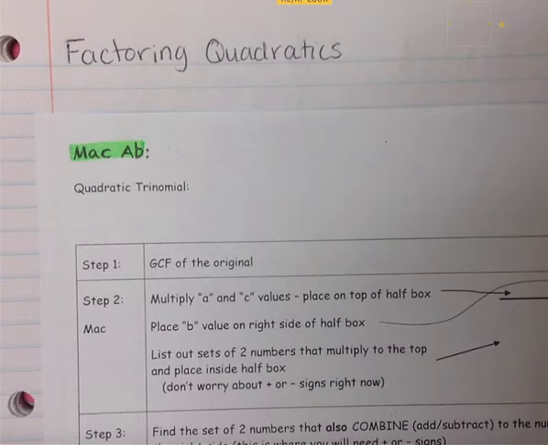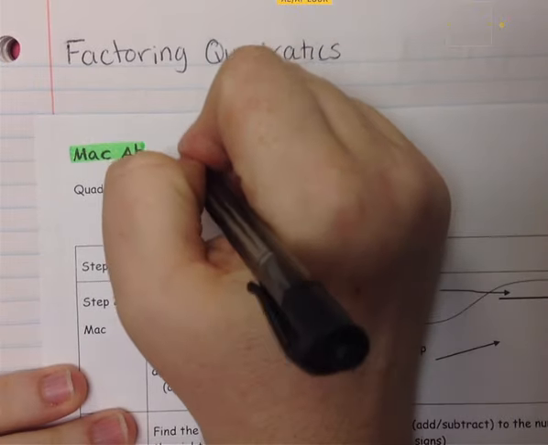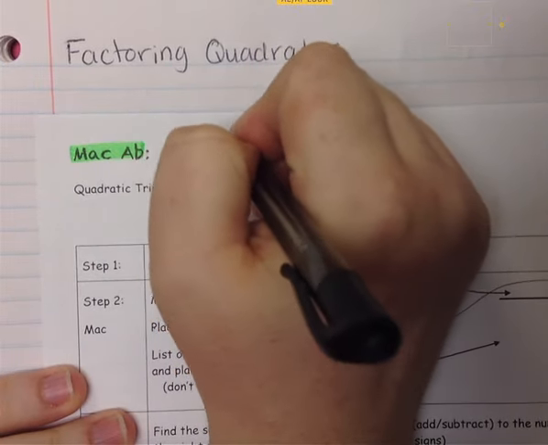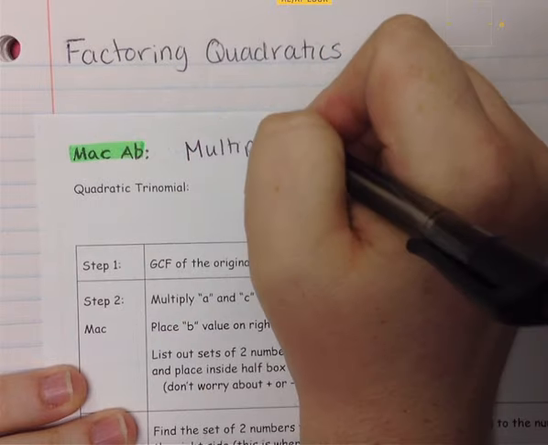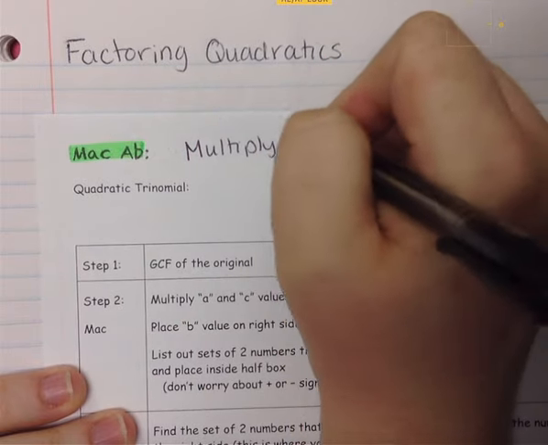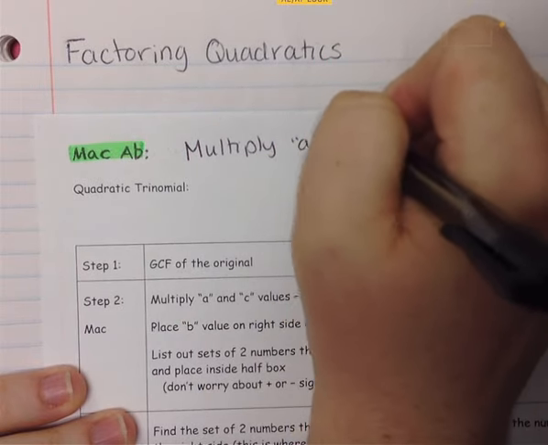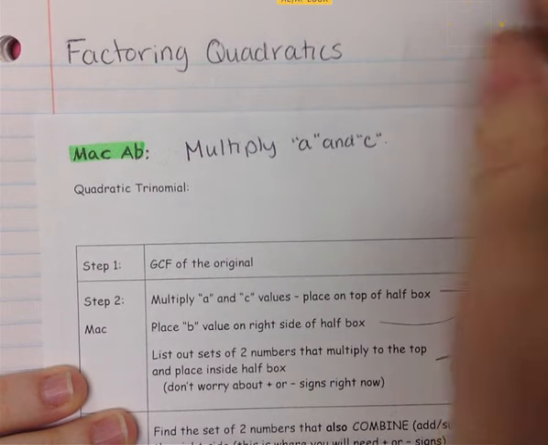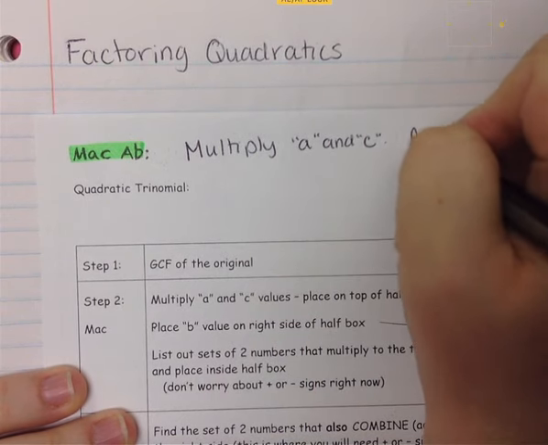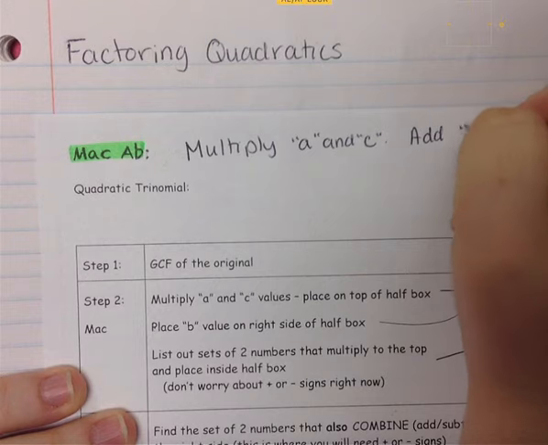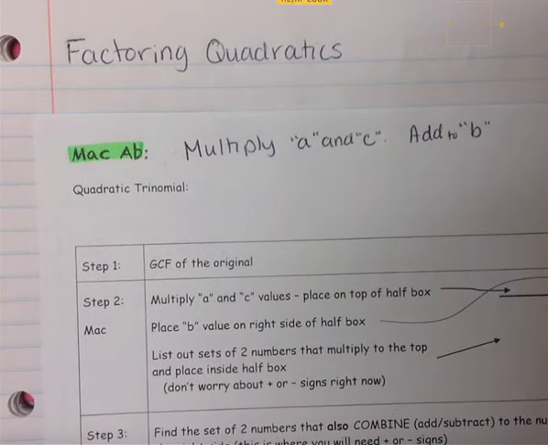What MacAb stands for is multiply A and C. And then we want to find the values that add to B. So multiply A and C and find the values that add to B.